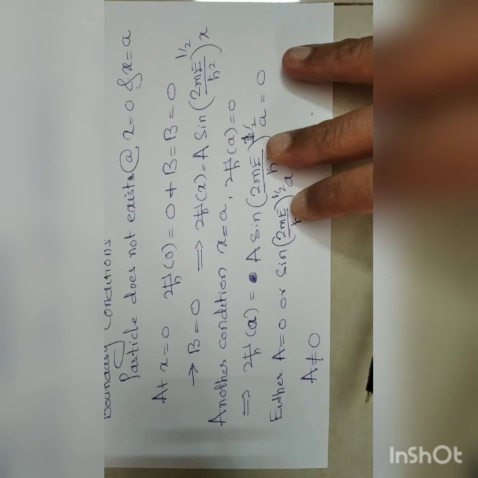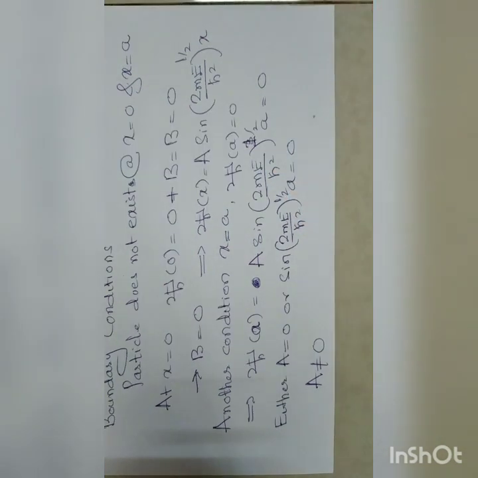As a result of that, we do not have any particle in the box. If both the amplitude associated with the sine function and with the cos function become equal to 0, it means the particle doesn't exist in the box. Hence, A cannot be equal to 0. The result of that is only this function, the sine function multiplied by whatever terms you have here, sine of (2mE divided by h cross squared) raised to 1 upon 2 into a, should be equal to 0.